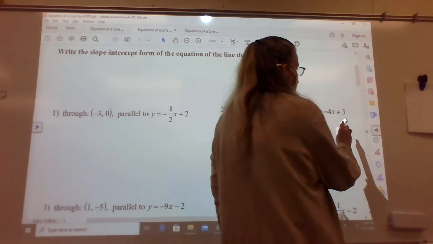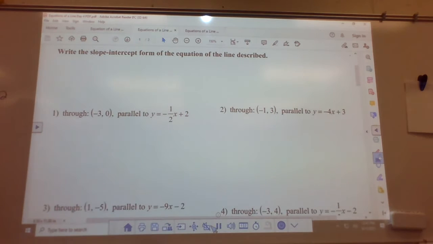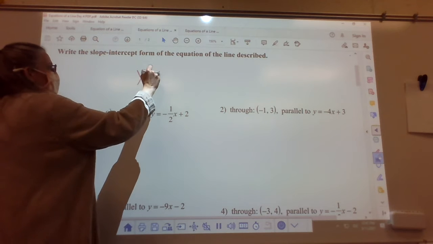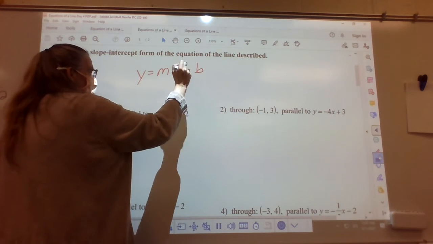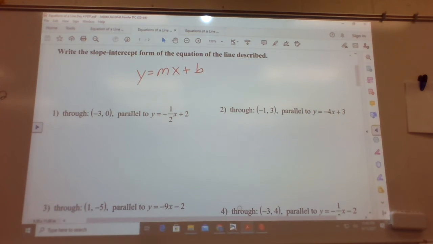Slope-intercept form of the equation. We are still using, hopefully you know at this point, y equals mx plus b. Probably a good 75% of the quiz is going to revolve around y equals mx plus b. That is our main focus over this entire thing. Y equals mx plus b.